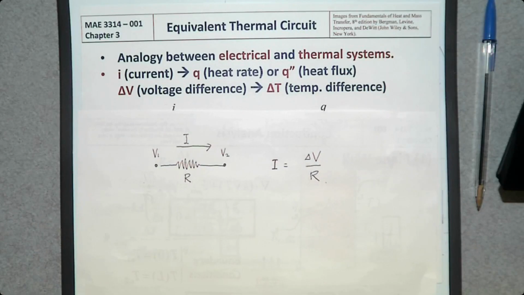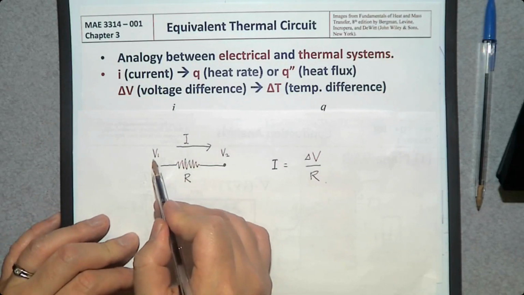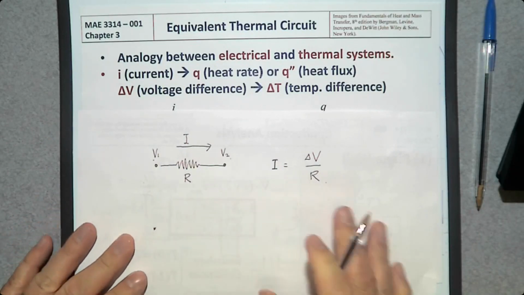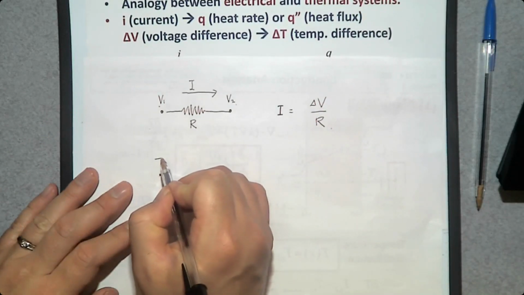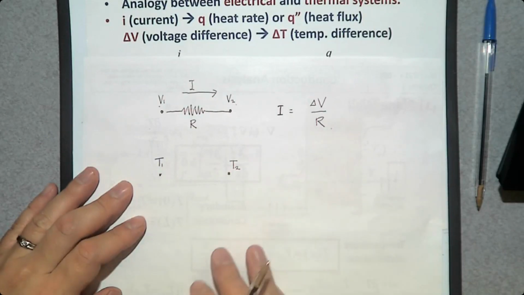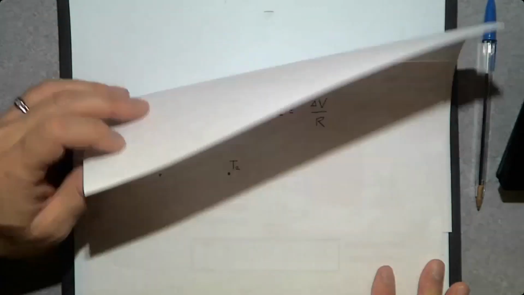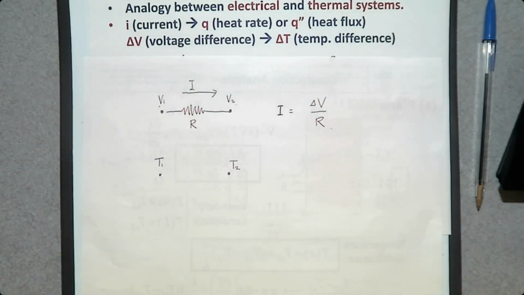Similarly, in heat transfer, we can also use the same resistance concept. That is called thermal resistance network. So in this case, instead of V1 or V2, we are going to use, this is very important, temperature, T1 and T2. And between these two temperatures, what do we have? Between these two temperatures, we can have conduction, convection, radiation, or anything.